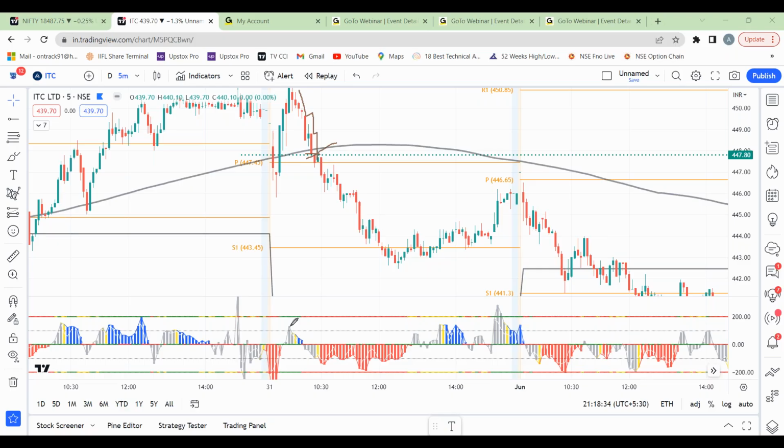Now what is Woodies telling? When is Woodies giving you the sell signal? Here it's coming below 0. This is the sell signal in Woodies. This trend line is crossing below 0 here. This is the sell signal in Woodies.